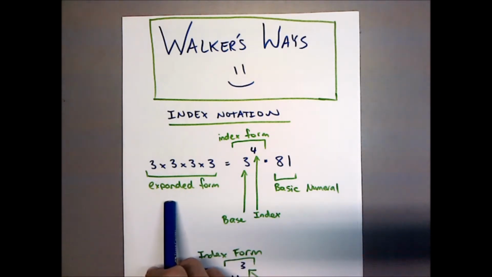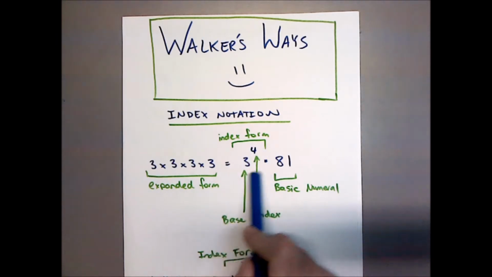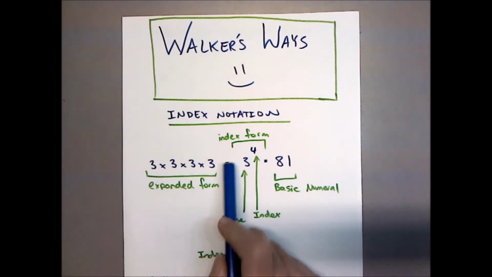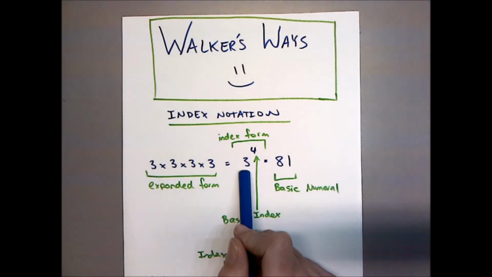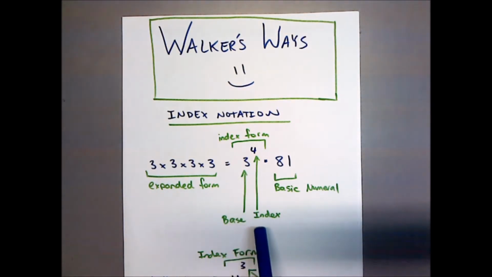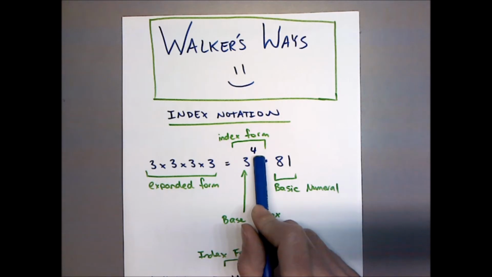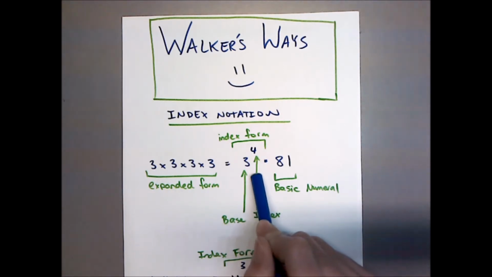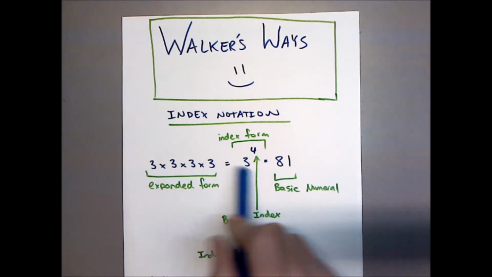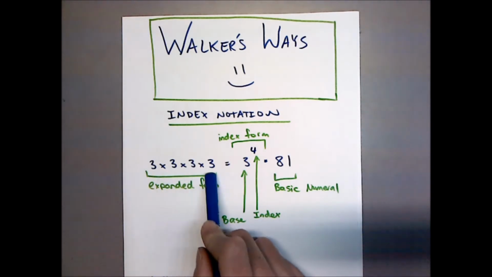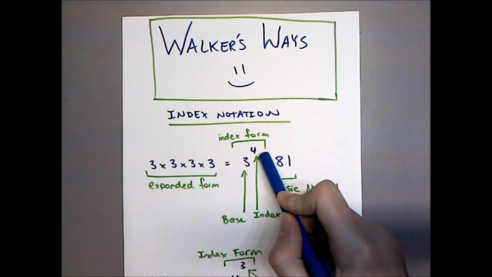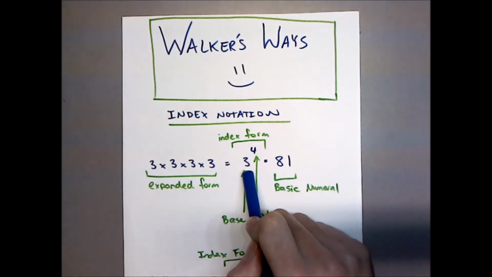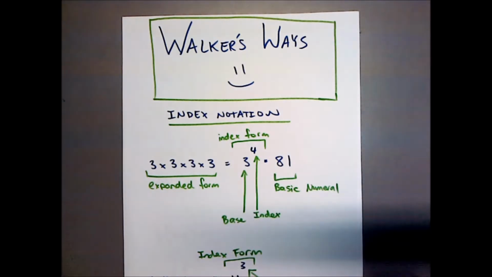Or we can write it as an index form. So this is your index form here, and it's made up of two components. You've got what we call the base, which is the number that you're multiplying it by, and we have our index, which is how many times you're multiplying your base by itself. So we can rewrite 3 times 3 times 3 times 3 as 3 to the power of 4. That's how we say it, meaning that we're multiplying this number by itself 4 times.